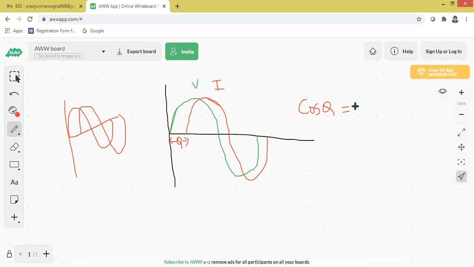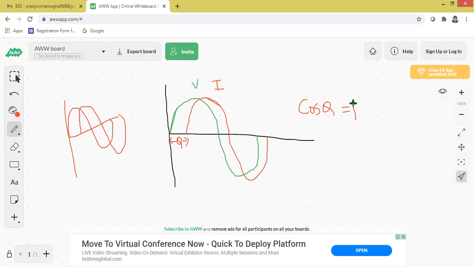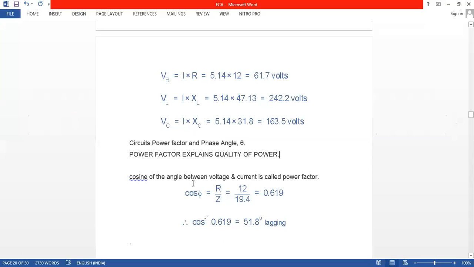So what is the formula for power factor, all of you? Power factor is generally represented by cos theta, where theta is the angle between voltage and current. Understood, all of you? And one more formula for cos theta is the ratio of resistance to impedance. Now I'll take the diagram. Now you see. So what is the cos theta? Power factor. Is it visible? The new one.